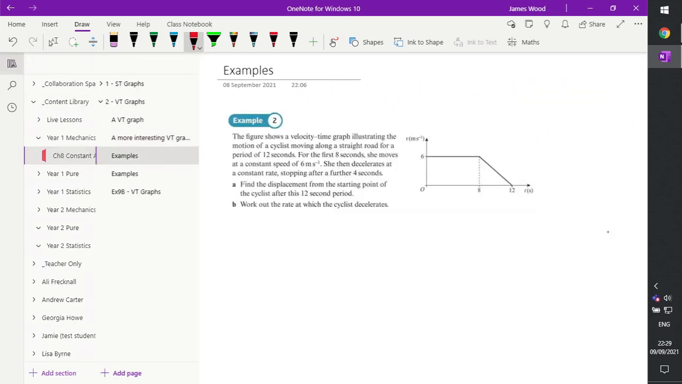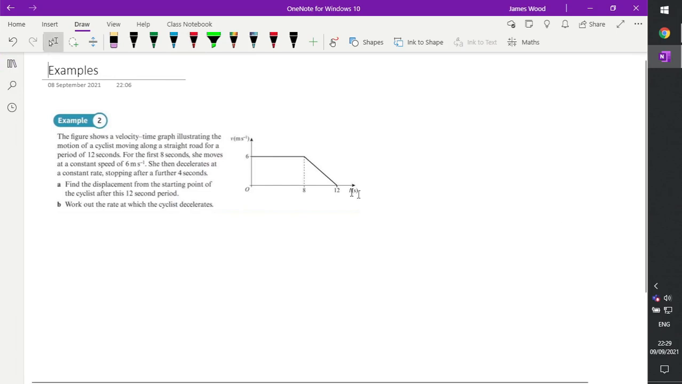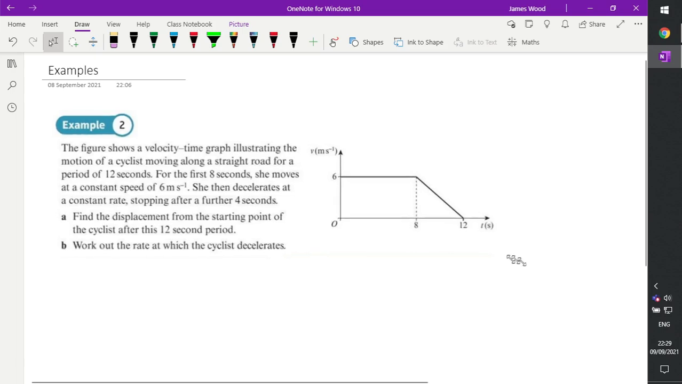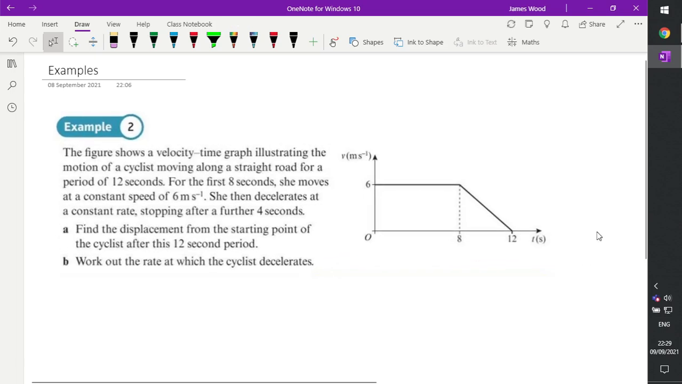Let's have a look at just a couple of questions. Okay, so we've got a velocity time graph, motion of a cyclist moving along a straight road for 12 seconds. For the first 8 seconds, we've got a constant speed of 6 meters per second, and then decelerates at a constant rate, stopping after a further 4 seconds. Find the displacement from the starting point of the cyclist after this 12-second period. So basically we're finding the total displacement here.